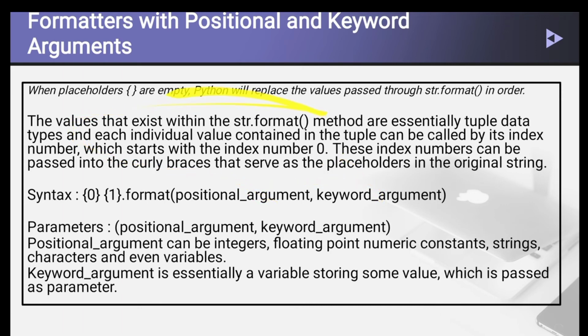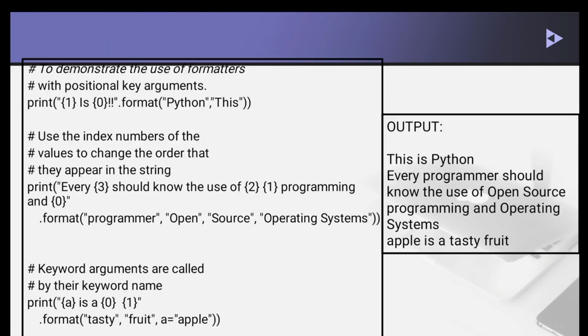This is the overall syntax. The parameters are either positional parameters or keywords. Positional arguments can be integers, floating point or numeric constants, strings, characters, and even variables. Keyword arguments are essentially variables storing some value, which is placed as a parameter.